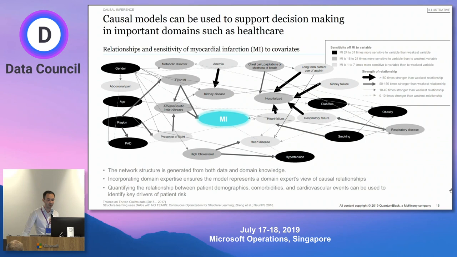Then we get to get some metrics out of these things, so we can test the sensitivity of the different variables amongst themselves, which is denoted by the thickness of the edges, basically, or you can test the sensitivity to the target that you're interested in. In this case, an MI or heart attack, myocardial infarction, and these are super powerful more generally as well.